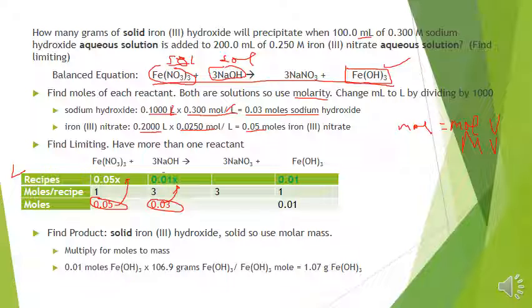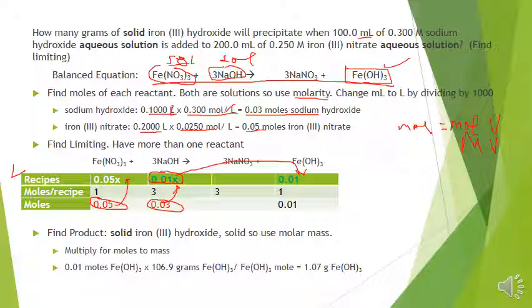Here you can do 0.05. So obviously you're going to run out of the sodium hydroxide before the iron nitrate. You can see that there's 5 times as much iron nitrate. So you're going to use all the sodium hydroxide up, and you'll have more than enough iron nitrate left over. So this is going to determine how much product you make.